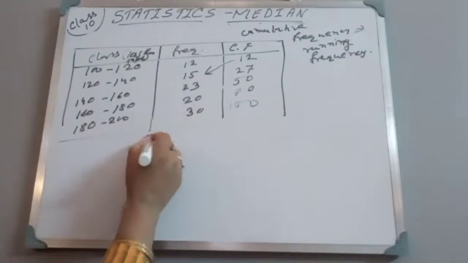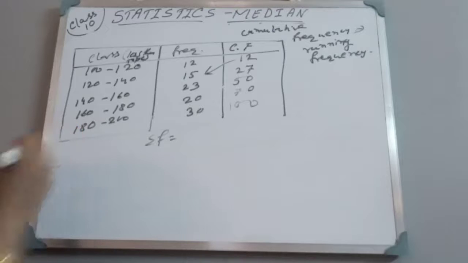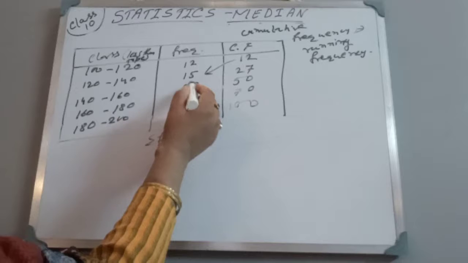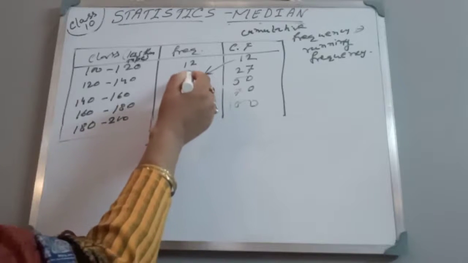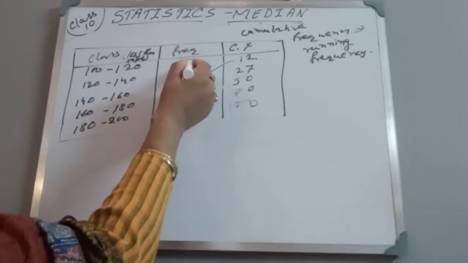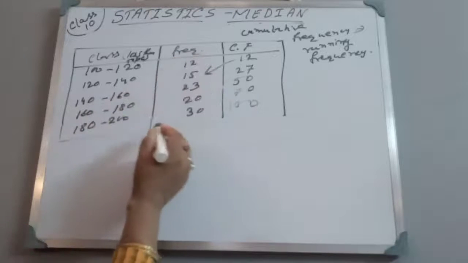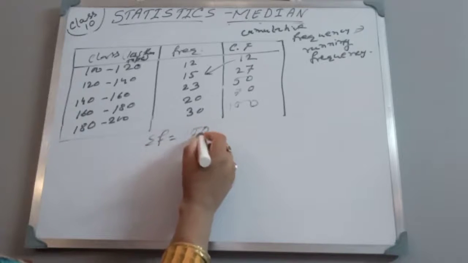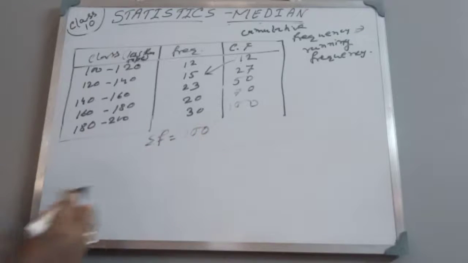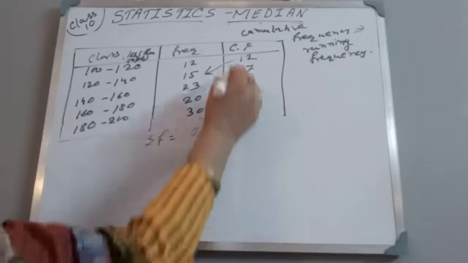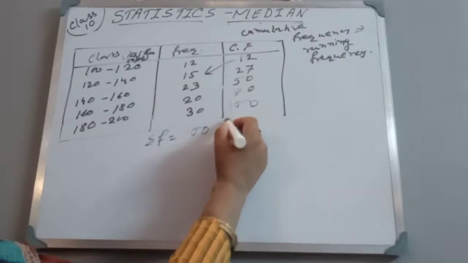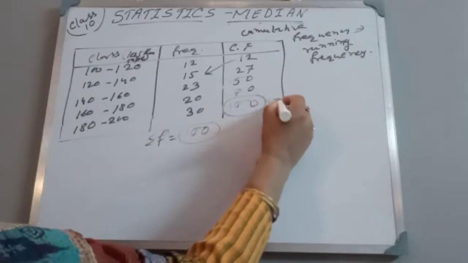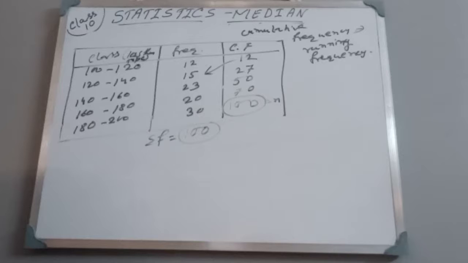Now see, this is sigma f, that means summation of the frequency. What is summation of frequency? 30 plus 20, 50. 50 plus 23, 73. 73 plus 10, 83. 83 plus 10, 93. 93 plus 7, it's coming 100. Now this is sigma f equals 100. Always the summation of the frequency and the last cumulative frequency, these two will always be the same, remember. So this we will write as n, equals 100.